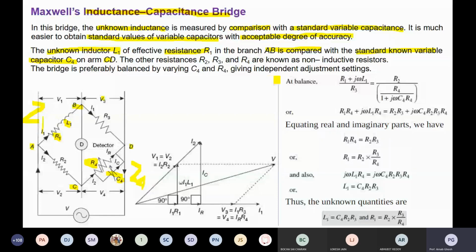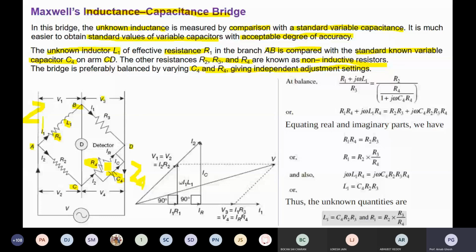Okay, so the other resistances R2, R3 and R4 are known as the non-inductive resistors, so they don't have any kind of inductive property. The bridge is preferably balanced by varying C4 and R4, giving independent adjustment settings. So if you have independent adjustment settings, you are able to set the values of R4 and C4, so you can make this bridge balance.